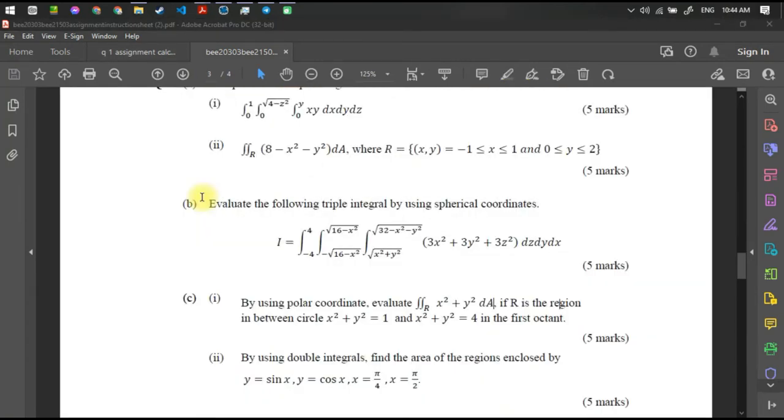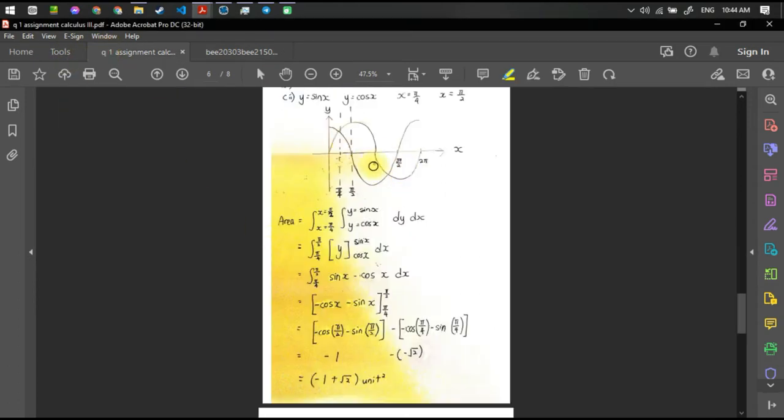By using double integrals, find the area of the region enclosed by y equal to sin x, y equal to cos x, x equal to pi over 4, x equal to pi over 2. This is a graph to let us easily see the area of the region. Then we do these equations. Then we integrate with y, dy. Then we get this answer. Then we integrate with dx. We will get the final answer, which is negative 1 plus square root 2 unit square.